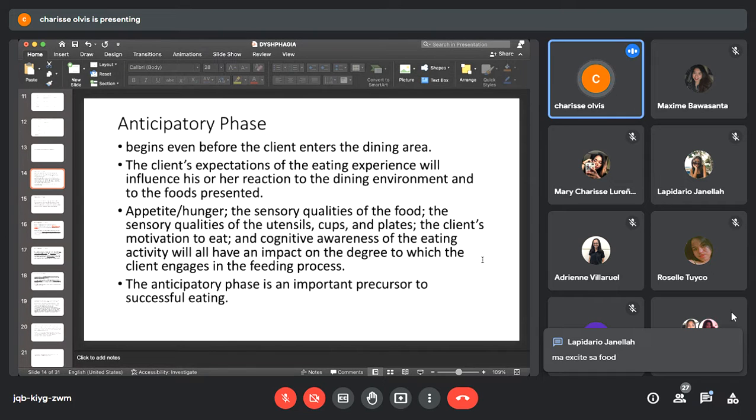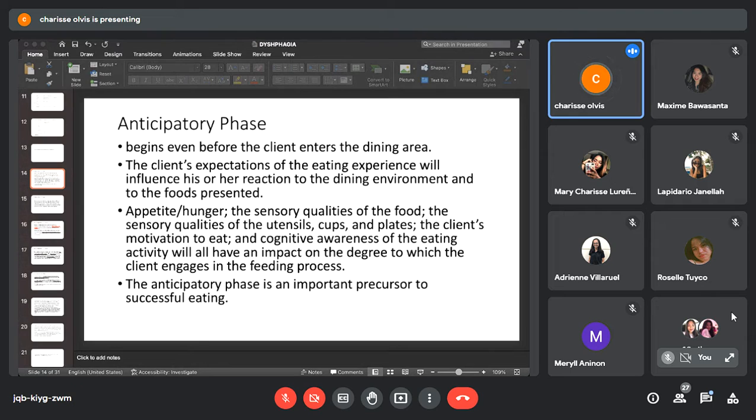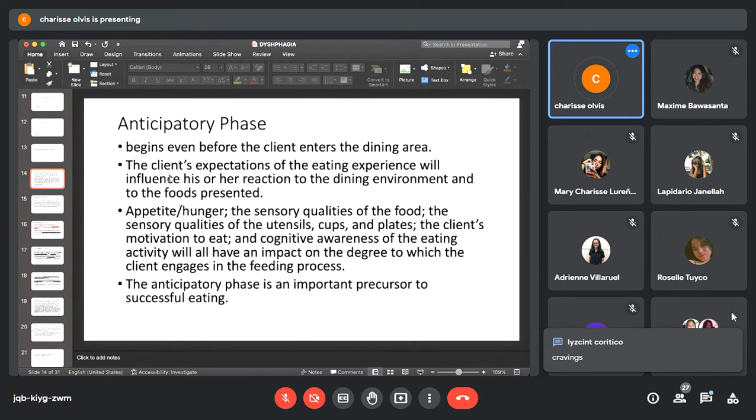So basically, that's it. You could imagine, oh, adobo would be delicious, pasta would be delicious. So, it is the client's expectations of the eating experience. Sometimes, oh, delicious, diba? And then, this is very, very important. Why? Because it is a precursor to successful eating.